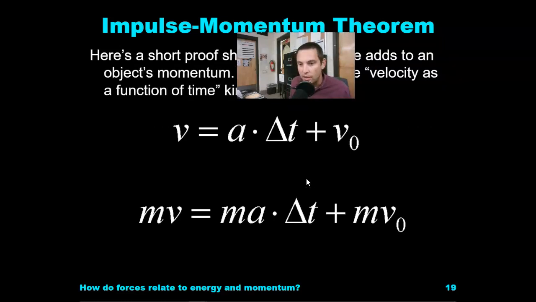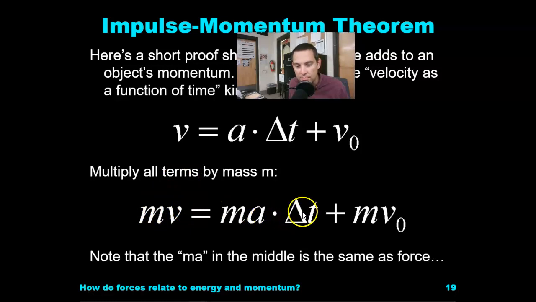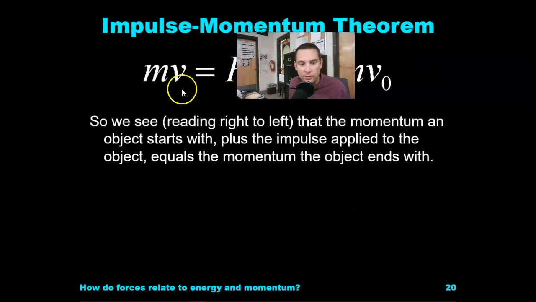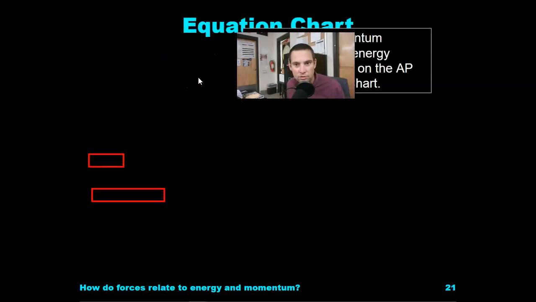Here is our proof, starting with the velocity as a function of time equation. Multiply each side by mass. And we get mv equals ma times delta t plus mv naught. ma, there's force. So we're left with mv equals F times delta t. So we see, reading right to left, the momentum an object starts with plus the impulse applied to the object equals the momentum that the object ends with.